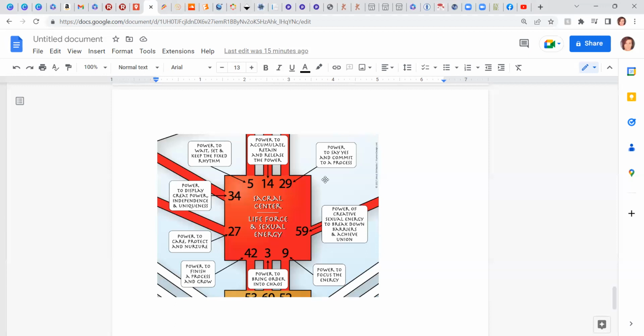Now, I'm going to give you a specific example. If you're a projector, and you are around a generator, and you have one of these gates defined, right? And you're around a generator, and basically you get invited, right? You get recognized and invited. Now you have access to this energy, this life force energy. Through that invite, it almost unlocks the door to this life force energy for you, wherever you're defined, whatever gates you have defined in your sacral.